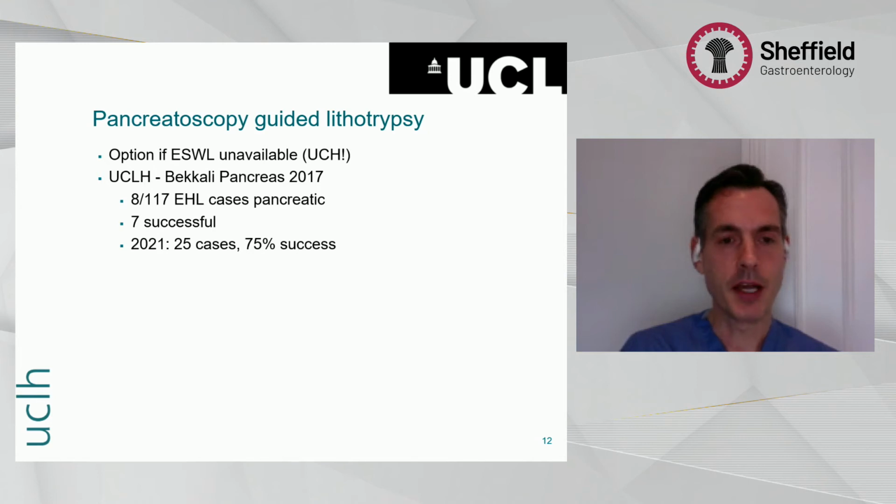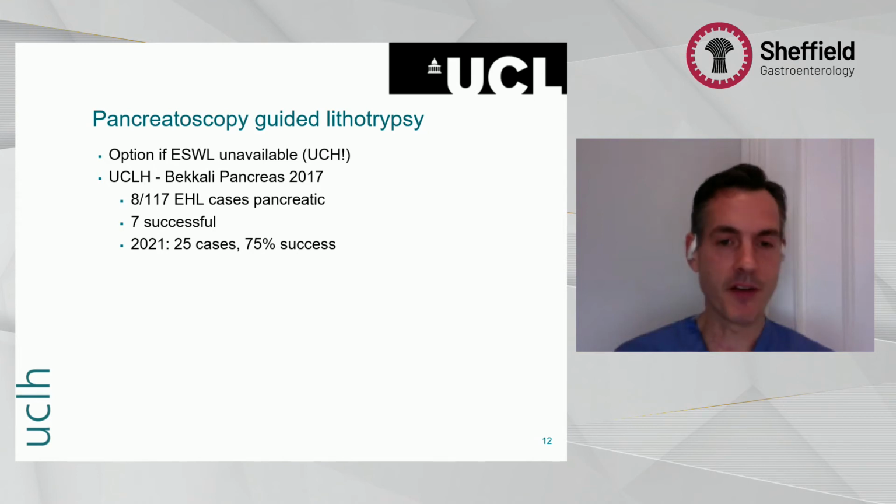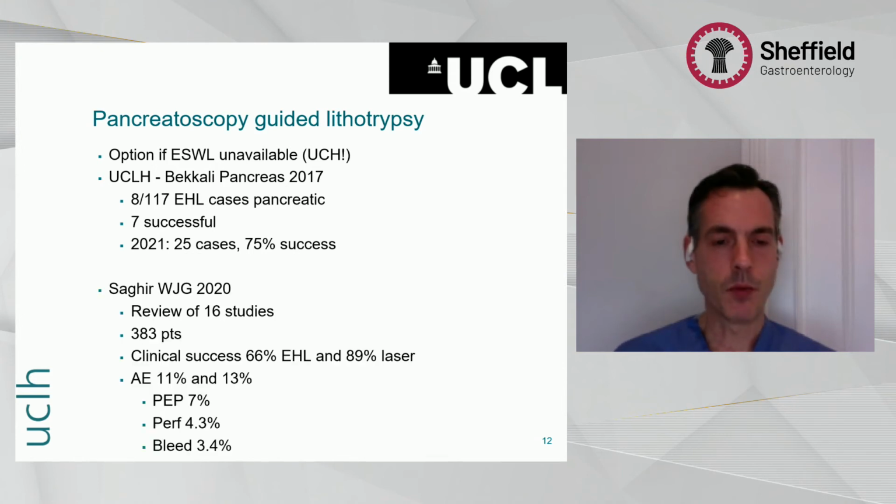At that time, only 8 were within the pancreas, 7 of which were successful. But our data that's being written up currently is that we've got 25 cases of intraductal EHL within the pancreas with a 75% success rate. So this tends to be what we would go for. If you look at one of the more recent reviews of intraductal pancreatic EHL or laser, 383 patients, very heterogeneous, and I grant you, very hard to compare, but a reasonable clinical success with EHL.